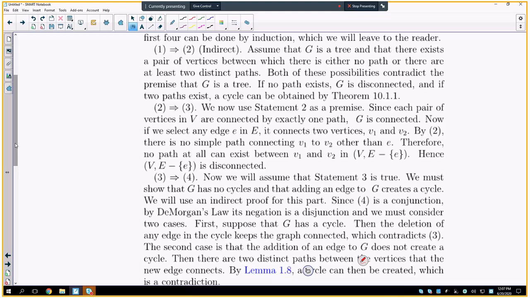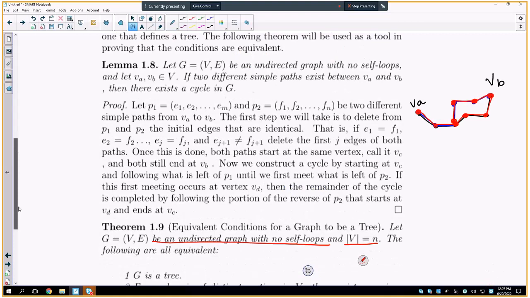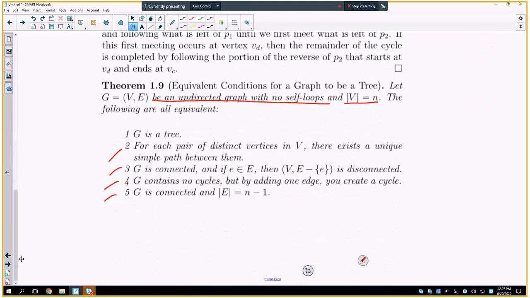So let's remind ourselves what property number 3 was. If we go back and read property number 3, we will see that it says in our theorem that G is connected, and if E is any edge in this connected graph, then taking away E makes the graph disconnected. So we want to show that if there is a unique path between 2 distinct vertices, then if you take away any edge from your graph, the graph becomes disconnected. So let's check whether 2 implies 3 or not.